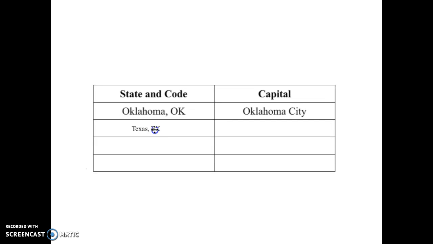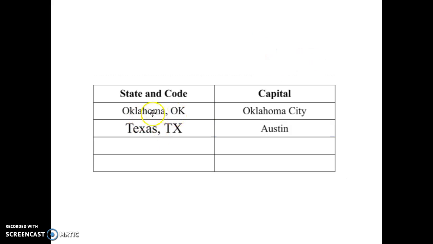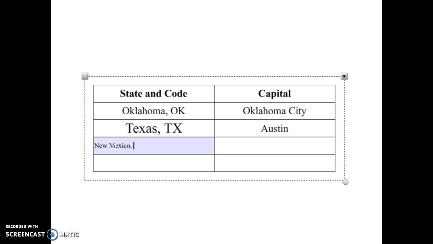Maybe I should just do this. It'll just be easier. Now, the capital of Texas, there's a lot of big cities in Texas. There's Dallas, there's Houston, there's El Paso. But the capital is something that rhymes with Boston. It's Austin. Okay, so we've got Oklahoma City, Oklahoma. Texas, TX, Austin. New Mexico, NM.